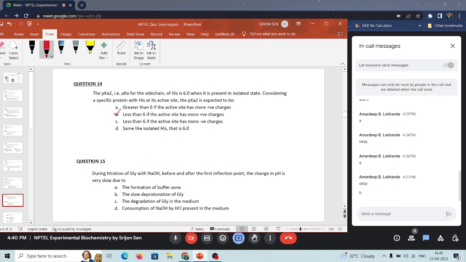Question number 15. During titration of glycine with NaOH, before and after the first inflection point, the change in pH is very slow due to. So why is the change in pH very slow when you are performing the glycine titration with NaOH?